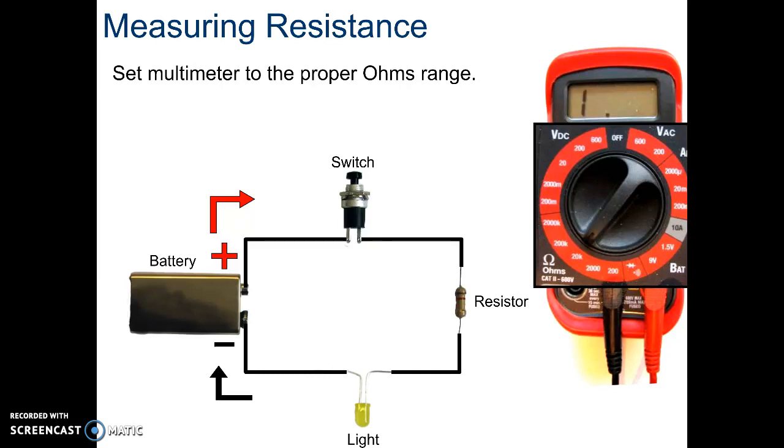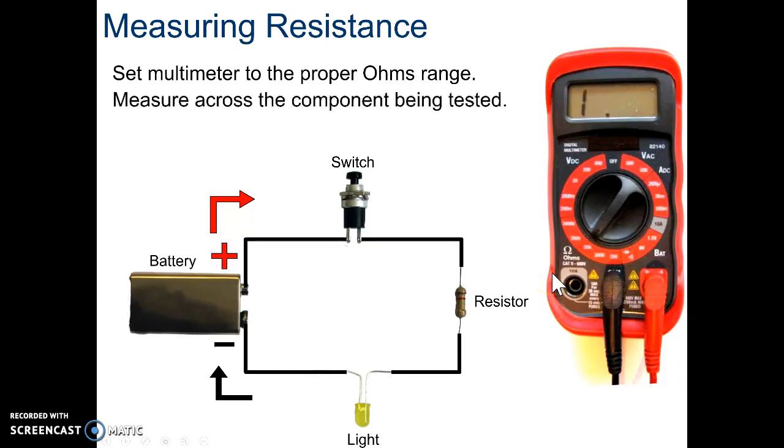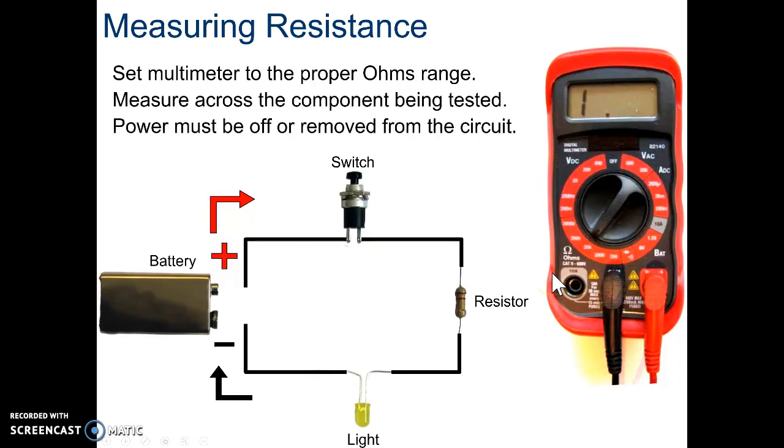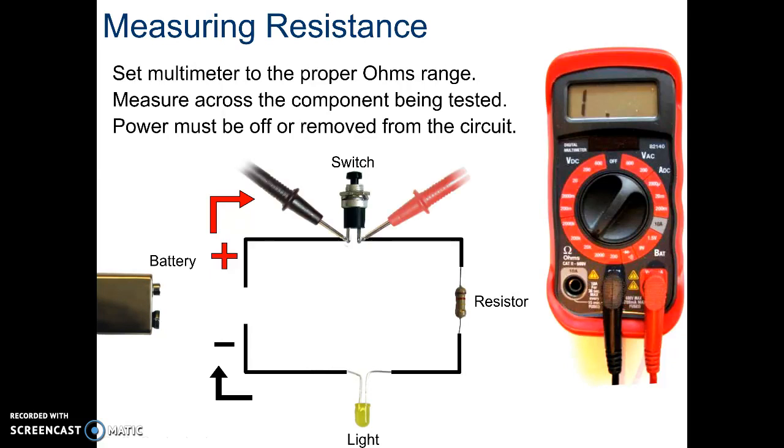And then to get the resistance, we're going to switch it down to the ohms range, down in here. There's the little omega. And this time we're going to measure across the component that we're testing. So from either edge of the switch or either edge of the resistor and the light. You have to take the power off of the circuit to do this. So notice they pulled the battery away. The battery's not even a factor. You're not going to do this while this is powered up.